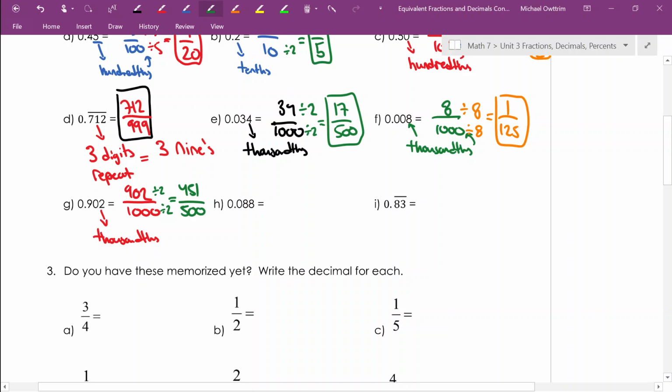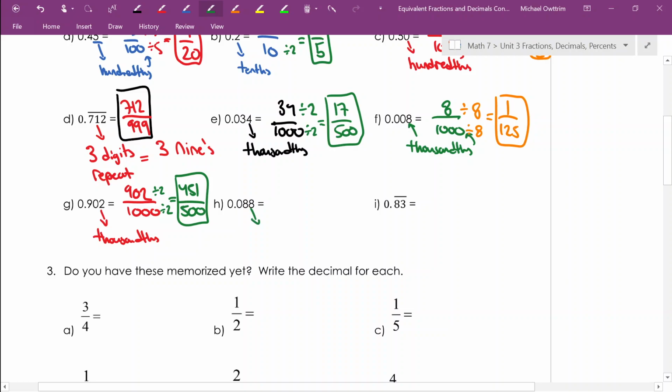4 plus 5 plus 1 is 10, which doesn't divide by 3 or 9. 451 does not divide by 4. It doesn't divide by 5 because it doesn't end in a 0 or a 5. It doesn't divide by 6 because it doesn't divide by 2. And 451 doesn't divide by 8 either. 440 would divide by 8, so 451 does not divide by 8. So it doesn't divide by any of our digits here. We're going to say that that is in simplest form.